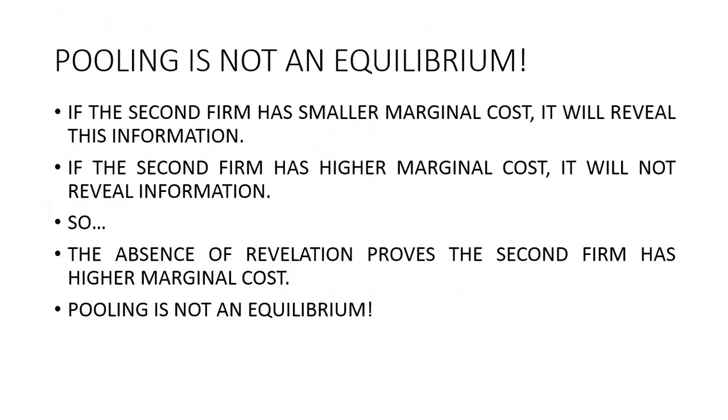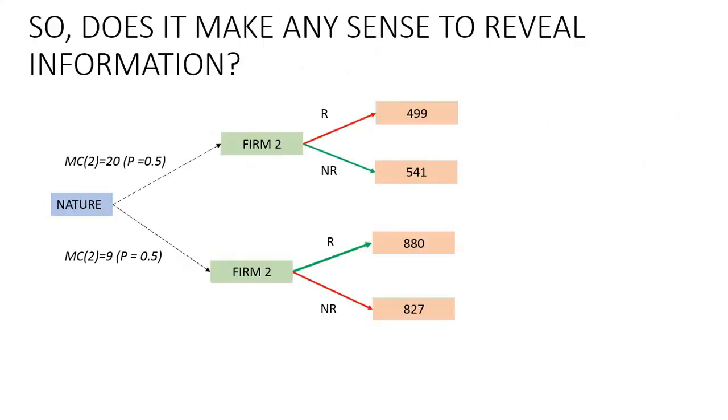Okay, so now we shall discuss why pooling is not an equilibrium. So based on this figure, diagram, decision tree, game 3, we can conclude that if the second firm has marginal cost equal to 9, it should reveal information. If the second firm has marginal cost equal to 20, it should not reveal information.